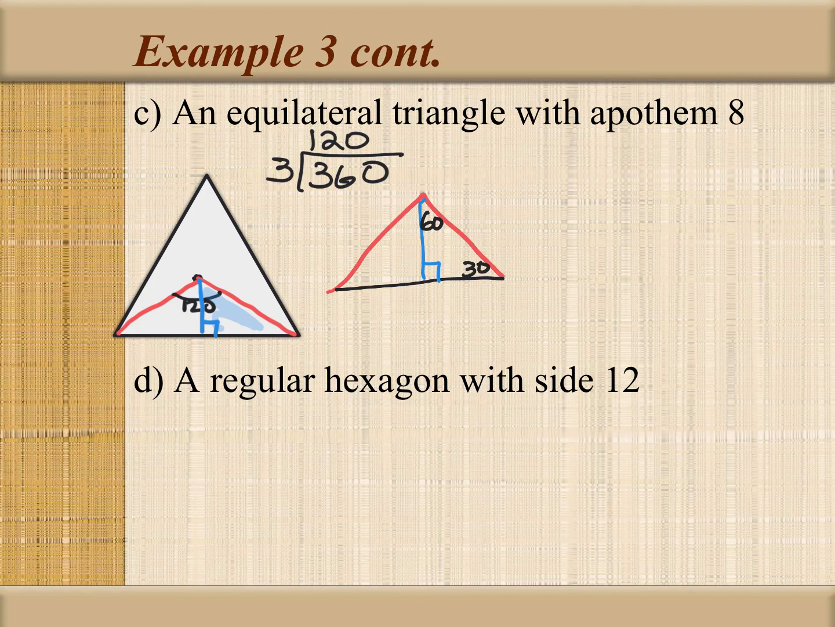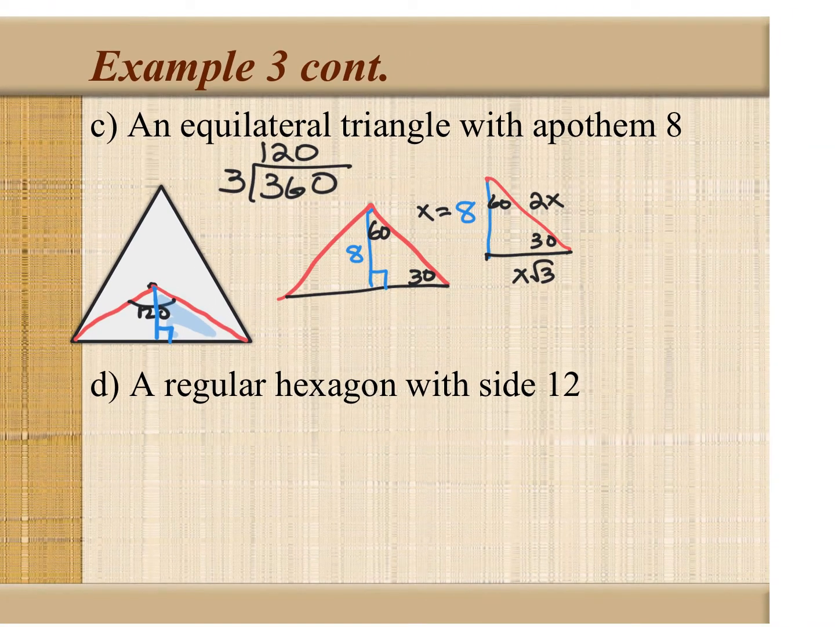They gave us the length of the apothem this time. So if I redraw just the one side of the triangle, I've got an 8 here. I know that that is going to be the side across from 30, so it's x. Then the side across from the 60 is x root 3, and this would have been 2x. I just need to find the side length, because remember, we're trying to find n, which we know is 3. The a is 8. We're trying to find s again.